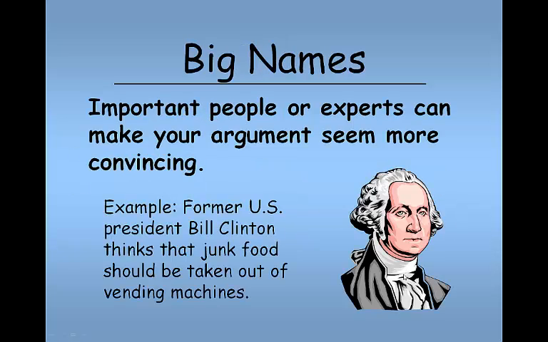Okay. One of the things that people do when they're trying to persuade you of something is that they use what are called big names. They use people or experts that can make an argument seem more convincing. Just make sure that your argument has something to do with what it is you're arguing about. Okay, this says former President Bill Clinton thinks that junk food should be taken out of vending machines. Okay, that would be the opposite argument to the one we just saw.